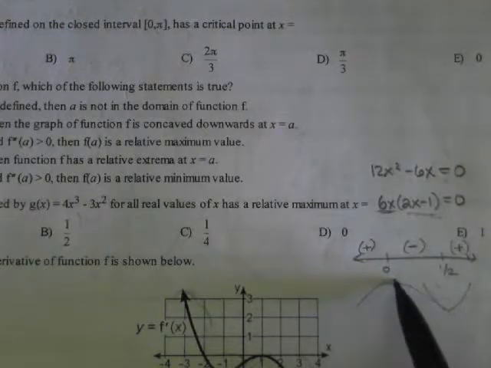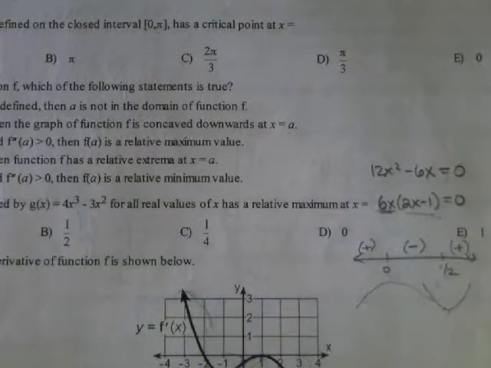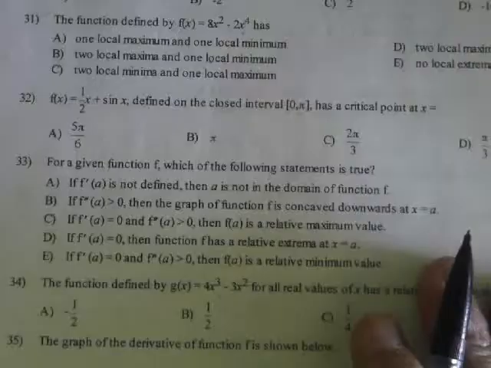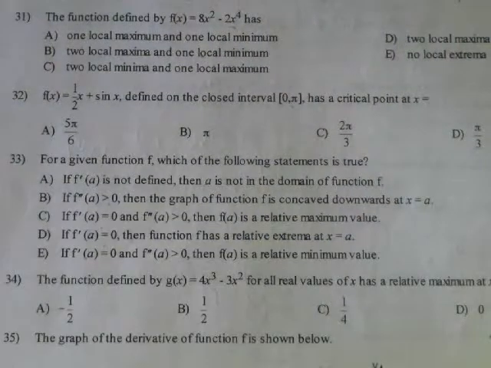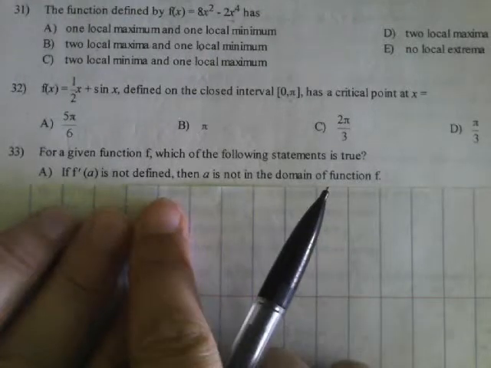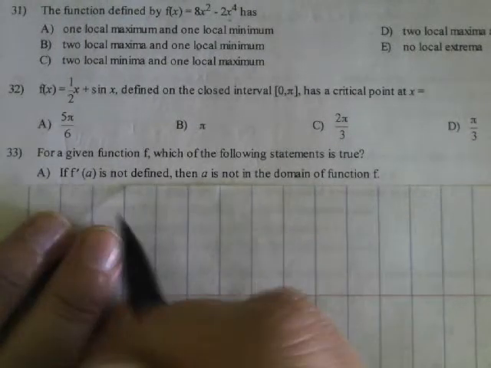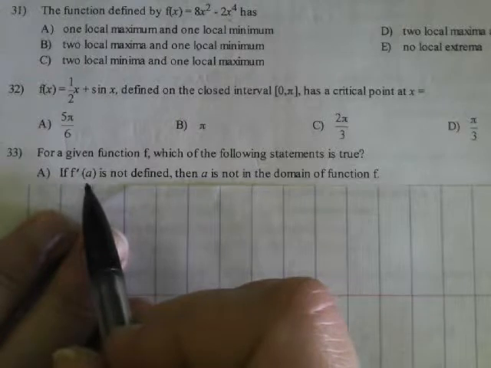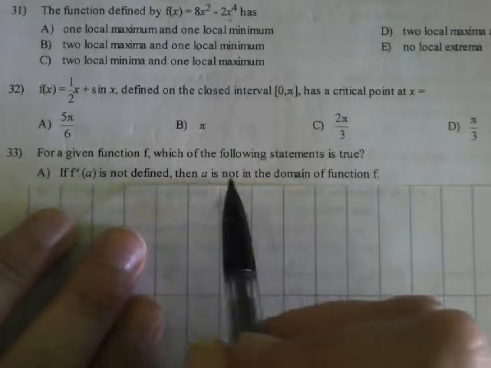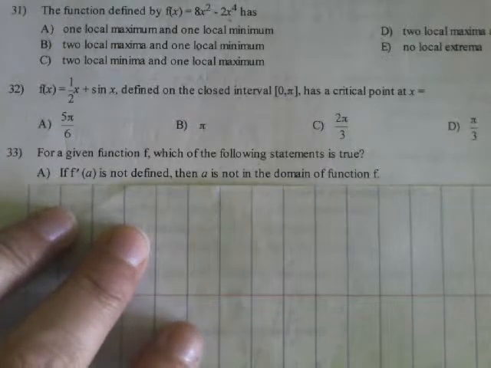Okay. Let's go through 33 statement by statement and decide if it's true or false. If a derivative at A, in other words the slope, is not defined, then A is not in the domain. Is that true or false? If you have a derivative that's not defined, does that mean that A is not in the domain?